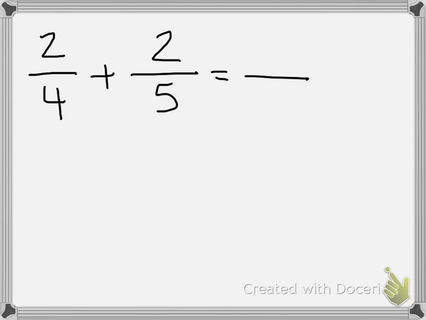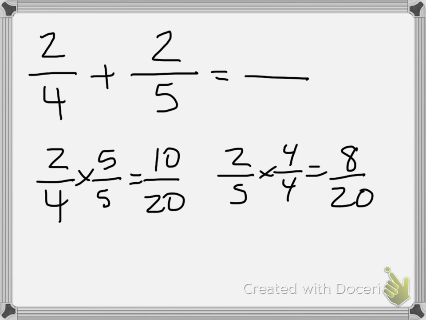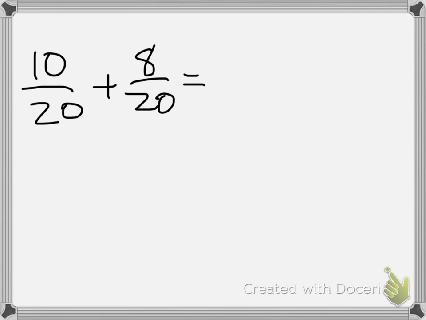Here we have 2/4 plus 2/5. Can't do it. We've got to change the denominator, so I'm going to take 2/4 and multiply it by 5 and get 10 over 20. I'll take the 2/5, multiply that by 4, the opposite denominator, and get 8/20. Now we can go ahead and add those together. 10/20 plus 8/20 equals 18 over 20.